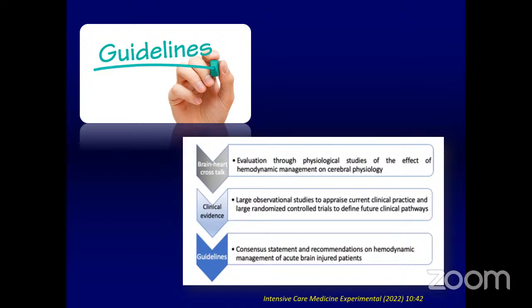So based on the evaluation that was done through the physiological studies of the different effect of hemodynamic management on cerebral physiology, that was the brain crosstalk that we talked about. And then you had clinical evidences from the large observation studies, basically to find out the current clinical practice. And then you had the large RCTs done to define what are the future clinical pathways, what impressions do we take, and what should be done in the future to make it easier for our understanding. Comes the different guidelines, and this is a consensus statement or recommendations basically on what to be monitoring and how to be monitoring in a patient with acute brain injury. So that's the basis of the guideline.